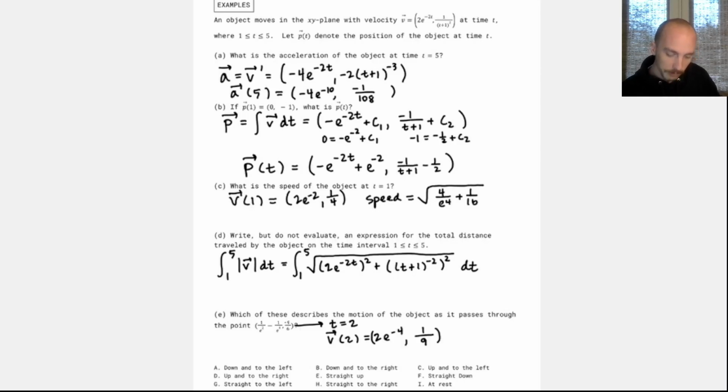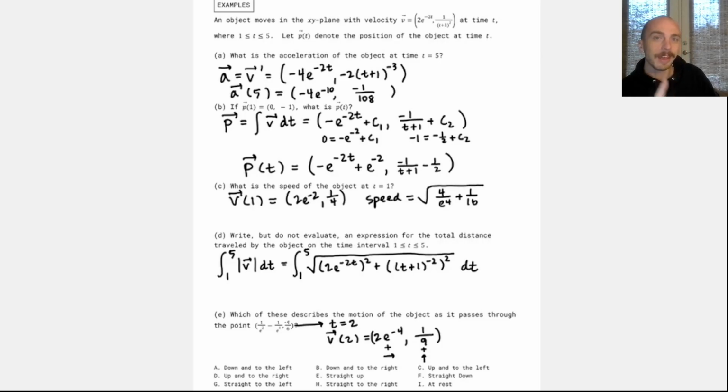But we're going to look at v of 2, and we're going to get 2e to the negative 4 and 1/9. We're going to notice that both of those are positive numbers, right? The negative power of e, that doesn't make it negative, right? It's just 2 over e to the 4th. And that's a positive number over a positive number, which is certainly positive.